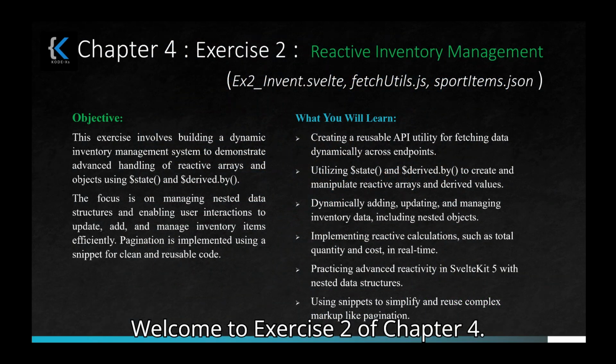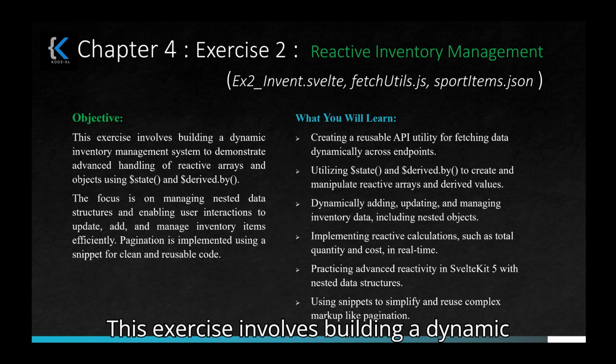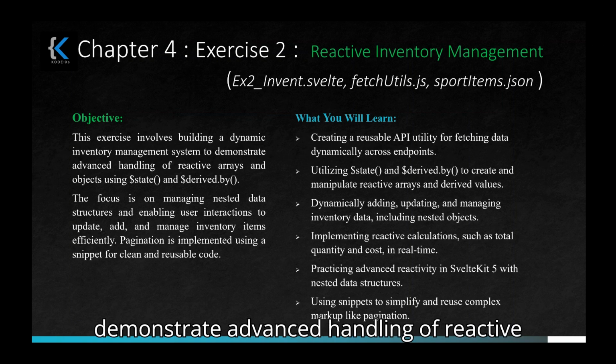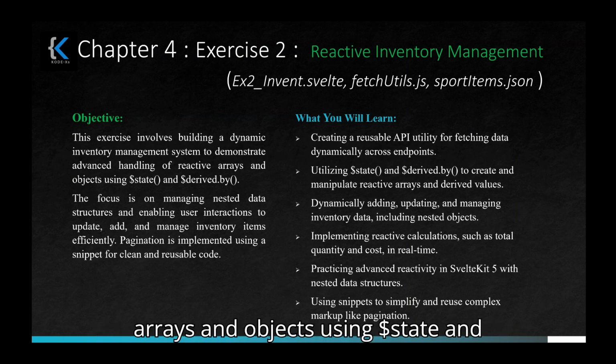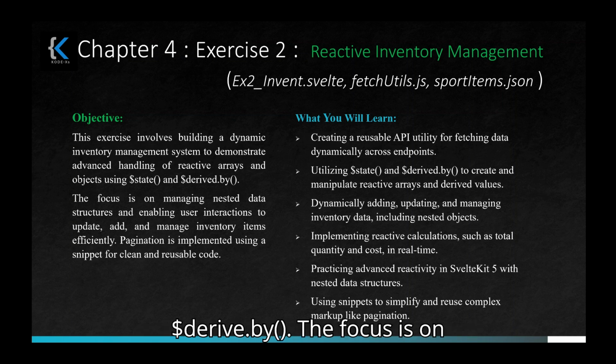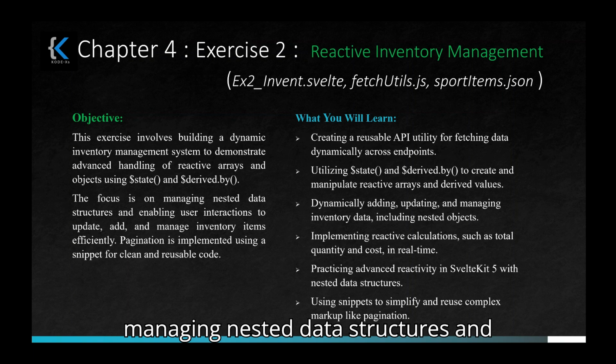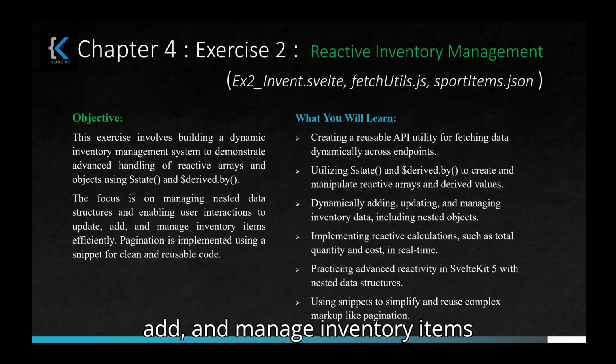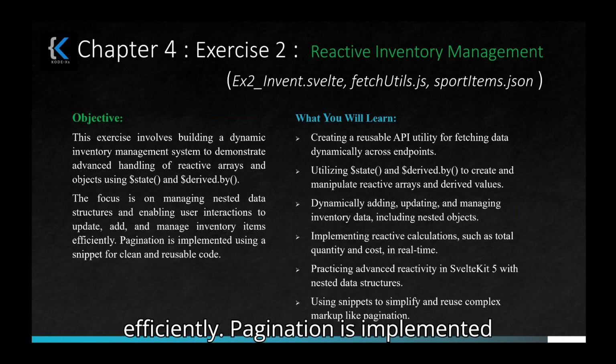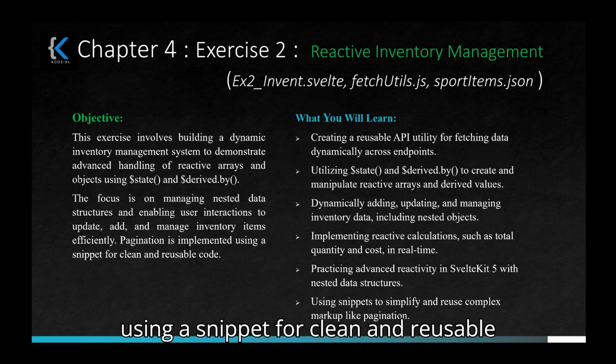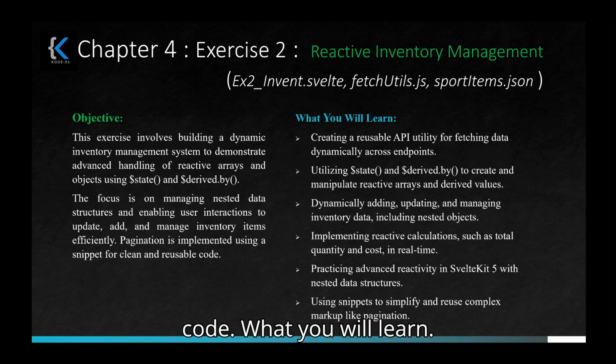Welcome to exercise 2 of chapter 4. This exercise involves building a dynamic inventory management system to demonstrate advanced handling of reactive arrays and objects using $state and derived.by. The focus is on managing nested data structures and enabling user interactions to update, add, and manage inventory items efficiently. Pagination is implemented using a snippet for clean and reusable code.